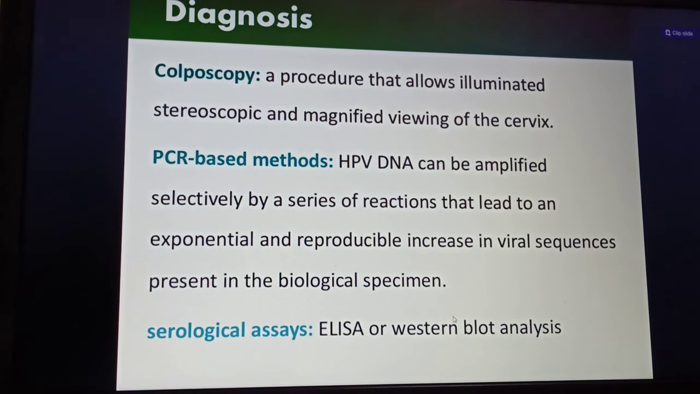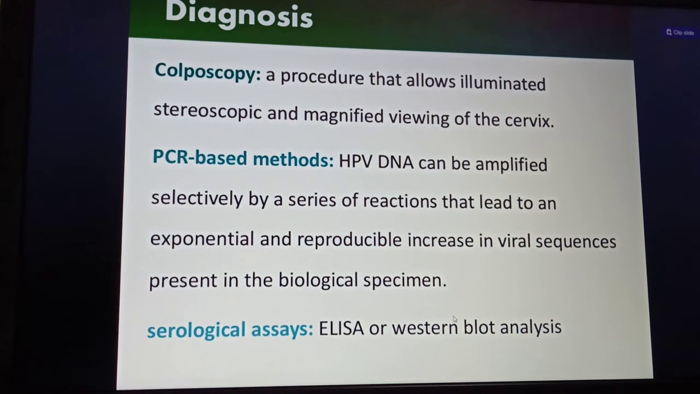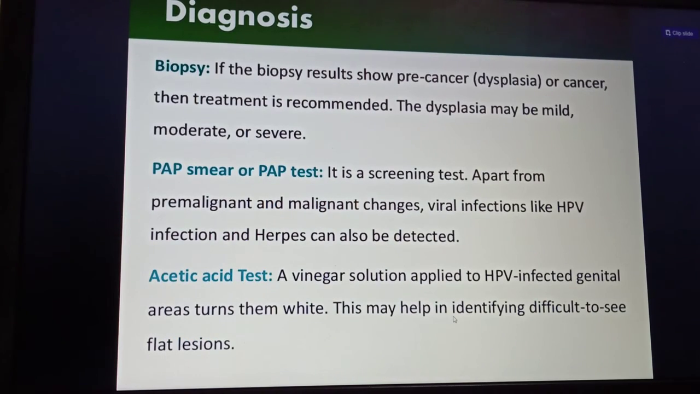And the next one is diagnosis. Diagnosis means a magnified viewing of the cervix, the colposcopy procedure, which I already discussed. And serology assays like the ELISA test or the Western blot analysis, to find out the agglutination that forms. And the biopsy, the pap smear and acetic acid, everything I explained, okay.